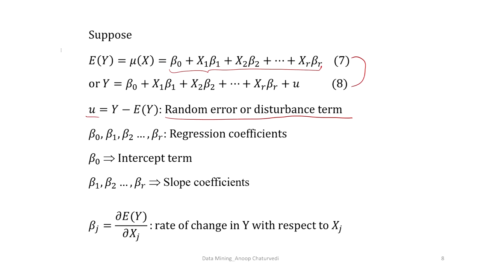Then beta naught, beta 1, so on, beta r, these are called the regression coefficients. Here actually this beta naught is the intercept, and beta 1, beta 2, so on, beta r, these are called the slope coefficients. Now, why these coefficients are called slope coefficients?